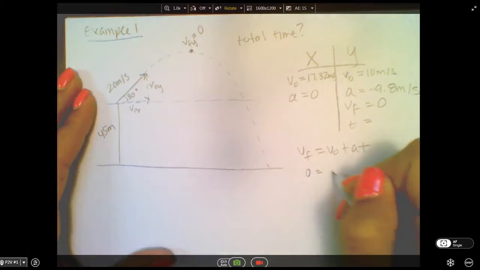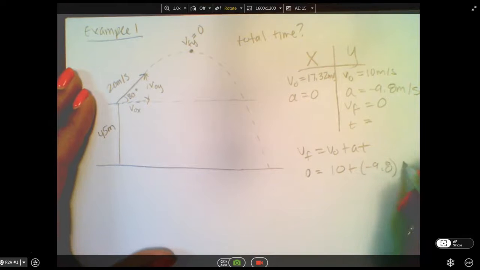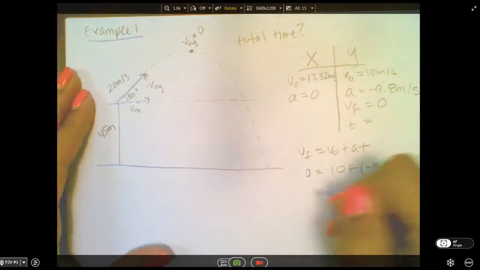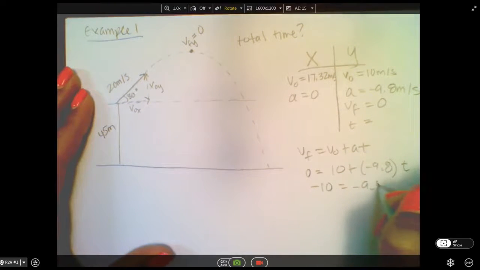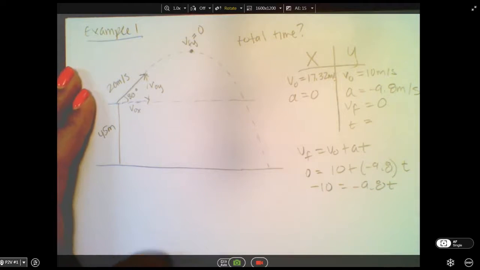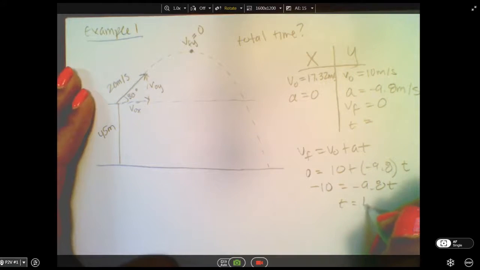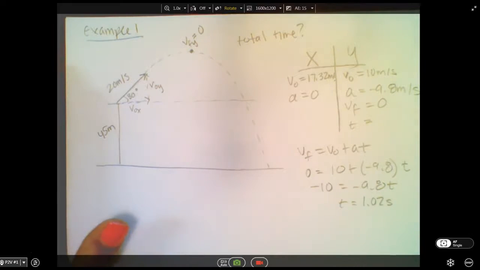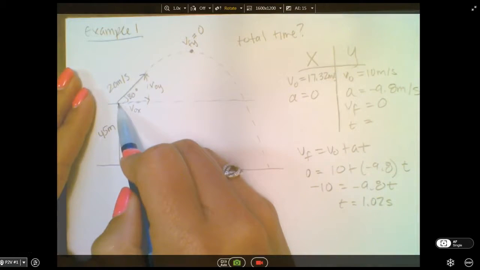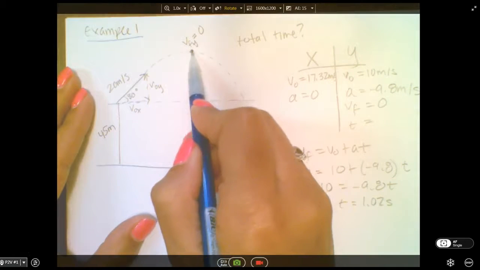So 0 equals 10 plus negative 9.8 t. And then we can subtract 10 and solve for t. And we would get 1.02 seconds. So that's the time it takes to get from where we started to this point, because that's where we're using information for.